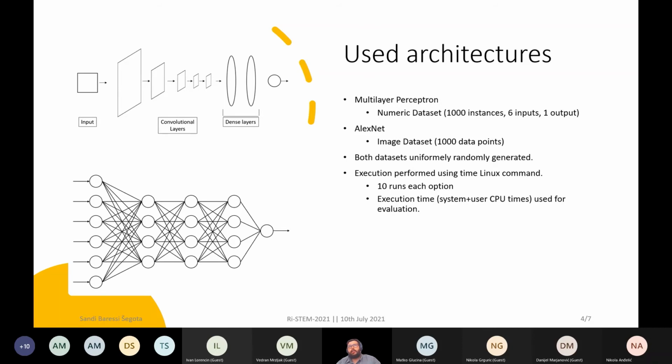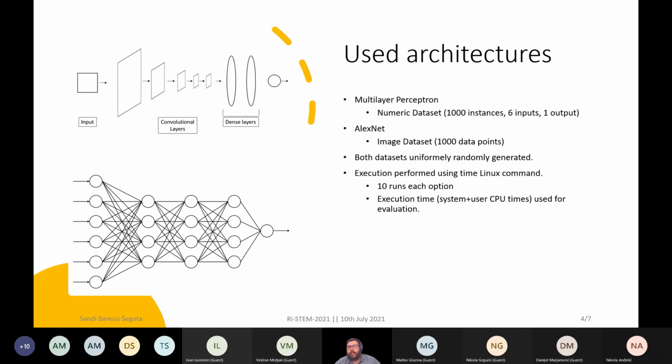For the architectures which were used for testing, there were 2, multi-layer Perceptron and AlexNet. The multi-layer Perceptron has been used on a numeric dataset with 1000 instances, 6 inputs and 1 output. And the AlexNet dataset has been made up of 1000 images, which were formatted in the standard ImageNet format, 224 pixels by 224 pixels. Both datasets are uniformly randomly generated to avoid any influence on the training times by the data itself.